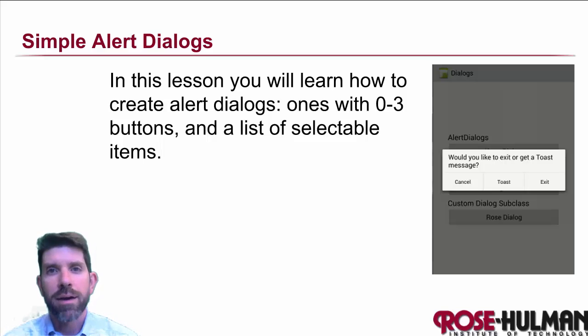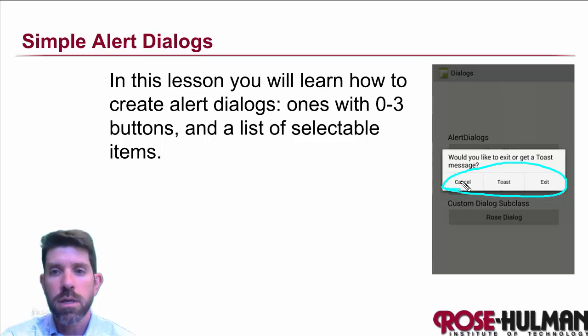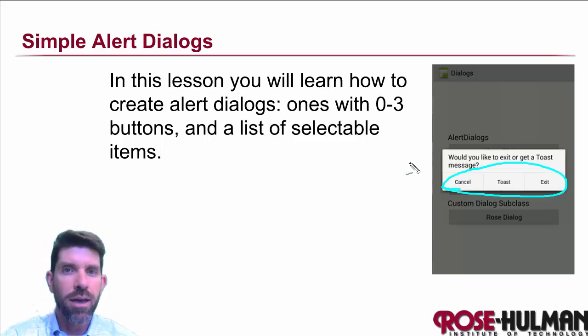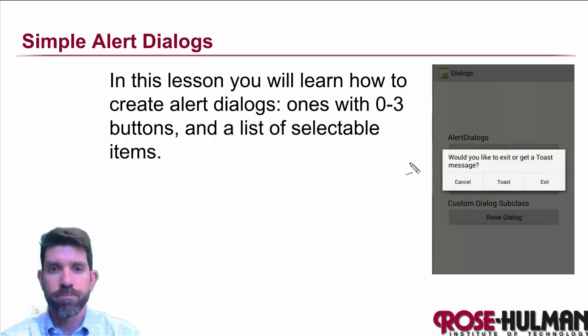All right, welcome back. In this lesson, we're going to learn about alert dialogues. They're ones with built-in support for a whole bunch of buttons, as we can see here. So it's 0 to up to 3 buttons. They also allow us the opportunity, if we want, to add a list of items that we can select. So lots of built-in stuff. We can also add a title, message, icon, a whole bunch of things. Very commonly used and very simple to use. So that's where we're going to start.